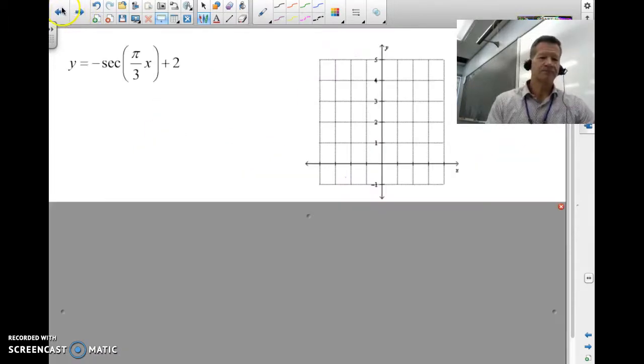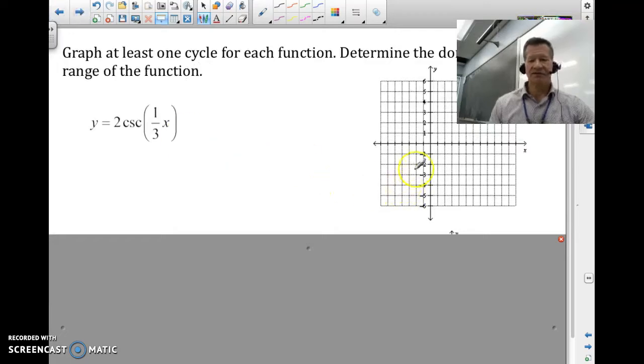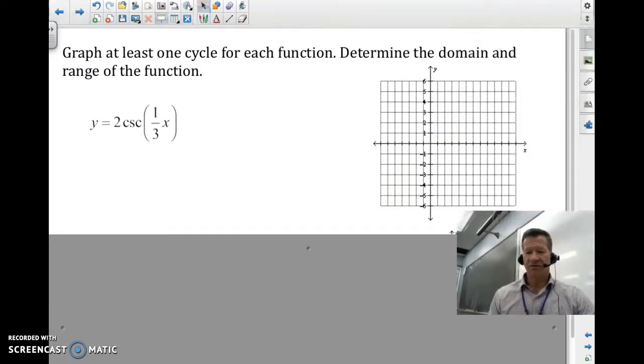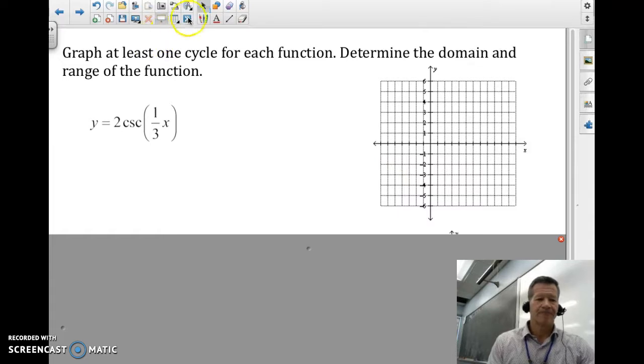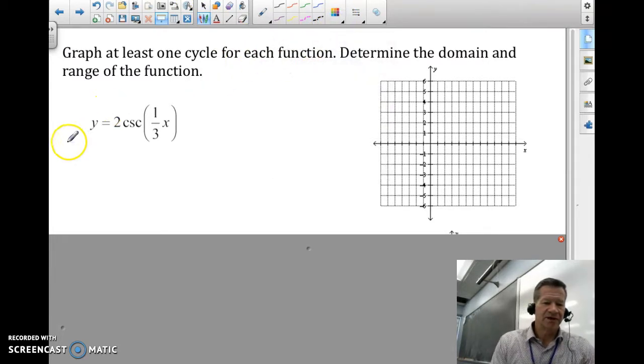Okay? Let's graph some. So graph at least one cycle of each function. A lot of times I'll graph more than that just because it's easy to do so, but we'll try at least that, okay? All right, so starting off, we have y equals 2 times the cosecant of 1/3 x. So obviously our parent function here would be cosecant of x. Now it's the reciprocal of sine.